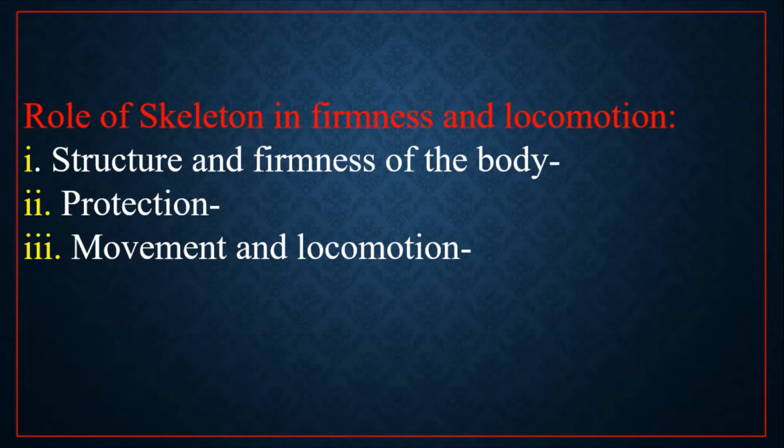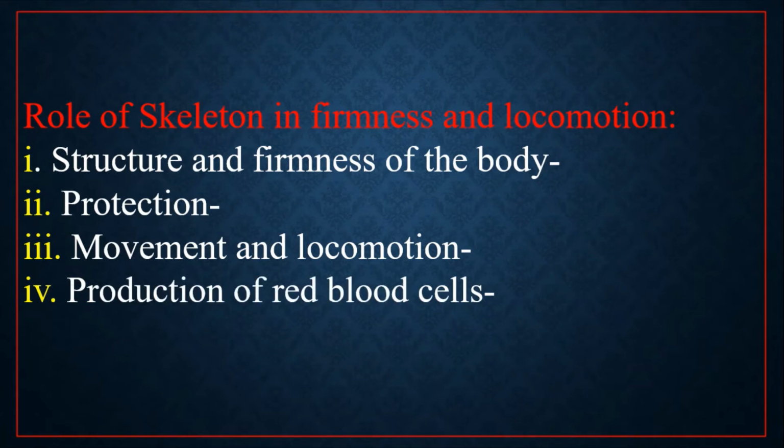Movement and locomotion: hands, legs, shoulder or pectoral girdle, pelvic girdle, etc. help us to move as well as to locomote from one place to another. Production of red blood cells: blood cells are produced from the bone marrow of bone, and bone is a part of the skeletal system. That's why we say the skeletal system helps to produce blood cells.